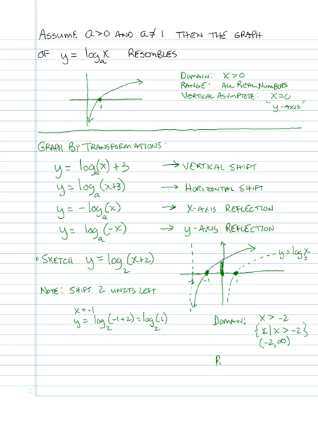Our range has not changed. Our range is the set of all real numbers. So we could say -infinity to infinity. And in this case, our vertical asymptote, though, has shifted, hasn't it? Our vertical asymptote is the line x equal -2. And let's look at another couple quick ones here. And we'll do that on the next page.